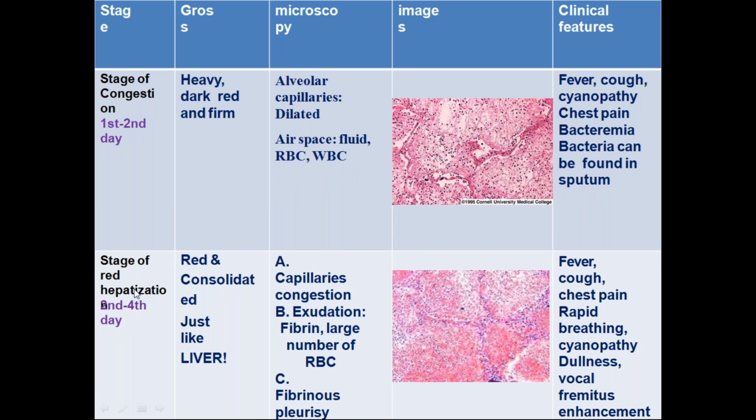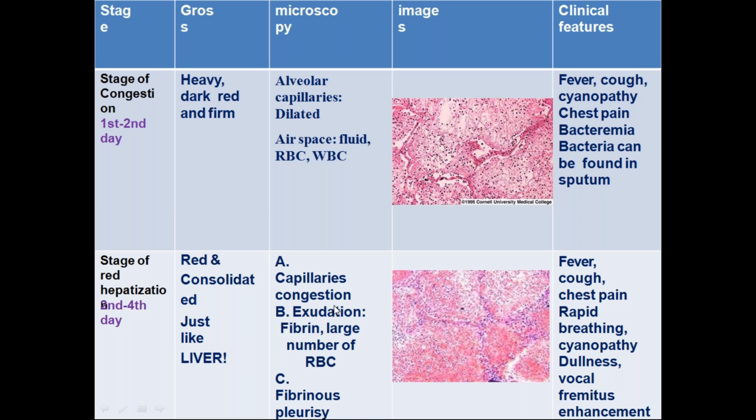And next stage is stage of red hepatization. It occurs in 2nd to 4th day. And grossly, the color of the lung is red in color and consolidated, just like liver. That's why it is known as hepatization. Normal consistency is spongy, which is lost, and the consistency looks just like liver. That's why it is known as hepatization.